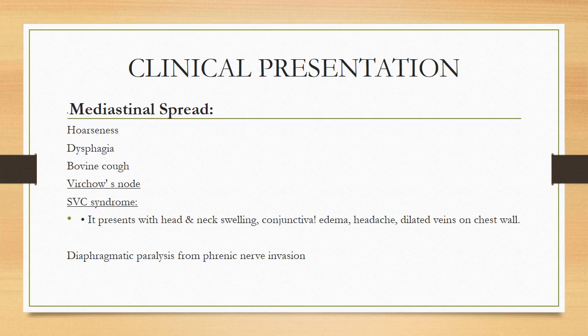Bovine cough can occur because of recurrent laryngeal nerve palsy. It is a cough lacking the normal explosive character. Virchow's node can be present, which is a palpable left supraclavicular node. Superior vena cava syndrome can also occur due to compression of the superior vena cava by the tumor, and the patient will present with head and neck swelling, conjunctival edema, headache, and dilated veins on the chest wall. So these will be the features of superior vena cava syndrome. Diaphragmatic paralysis from phrenic nerve invasion can also occur.